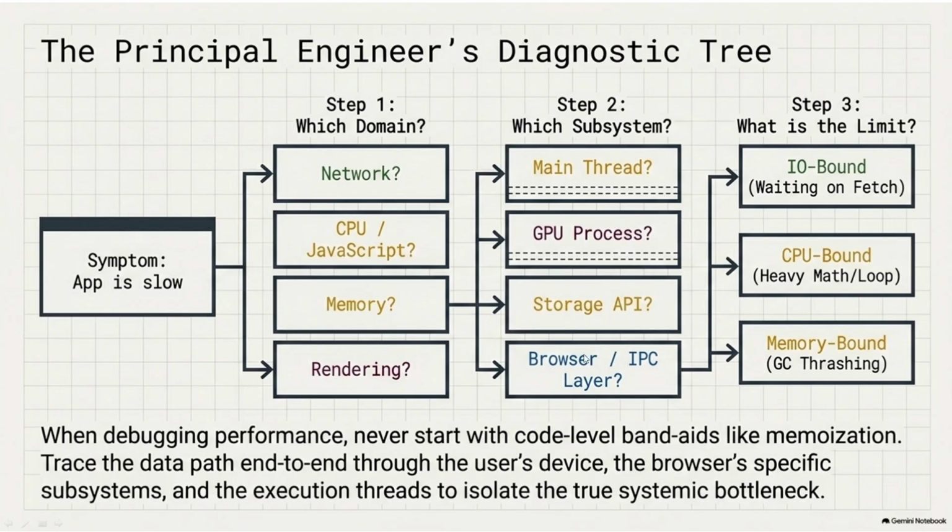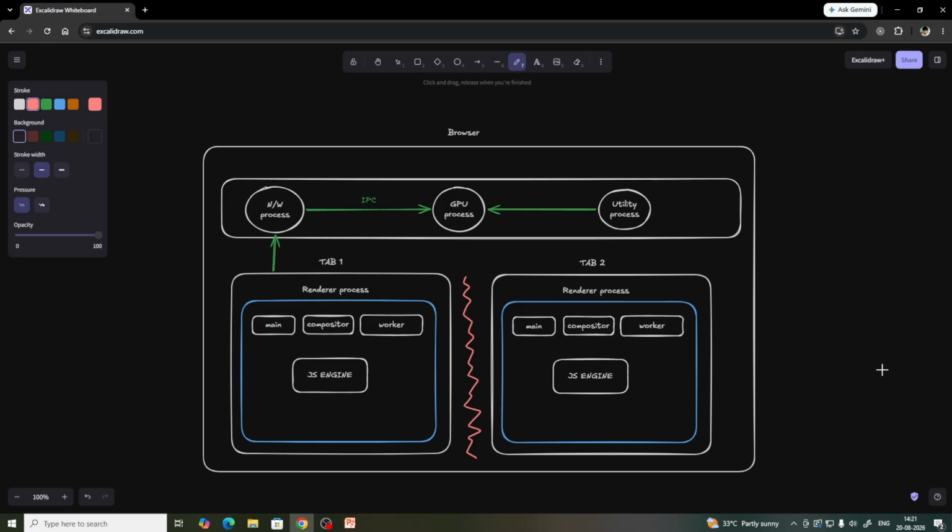So if it's an inter-process communication layer, again you need to see if this is IO bound, for example waiting to fetch some data like that, or this is CPU bound, like you are doing a heavy calculation, or this is memory bound. So now let's see a full picture of the browser and its internal processes.